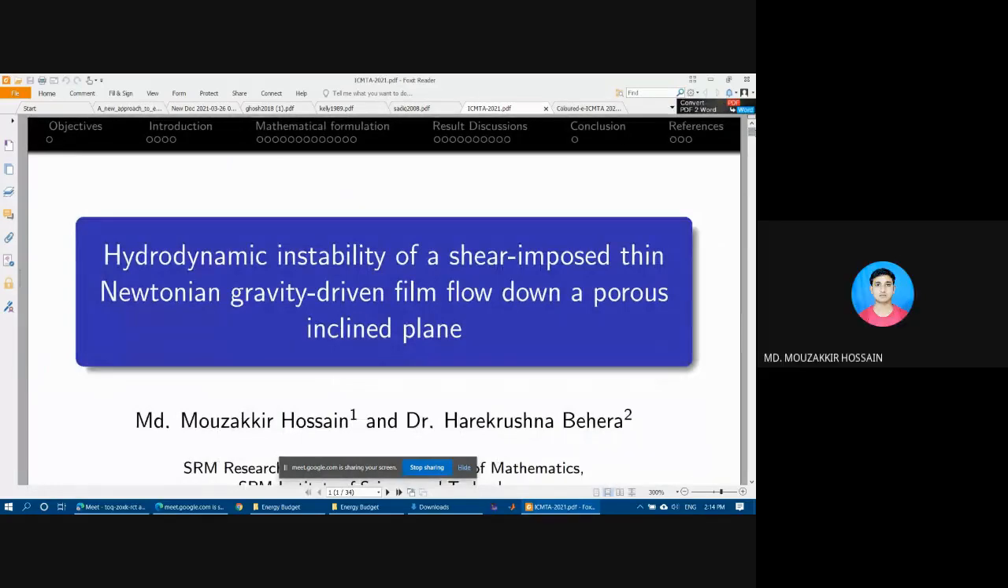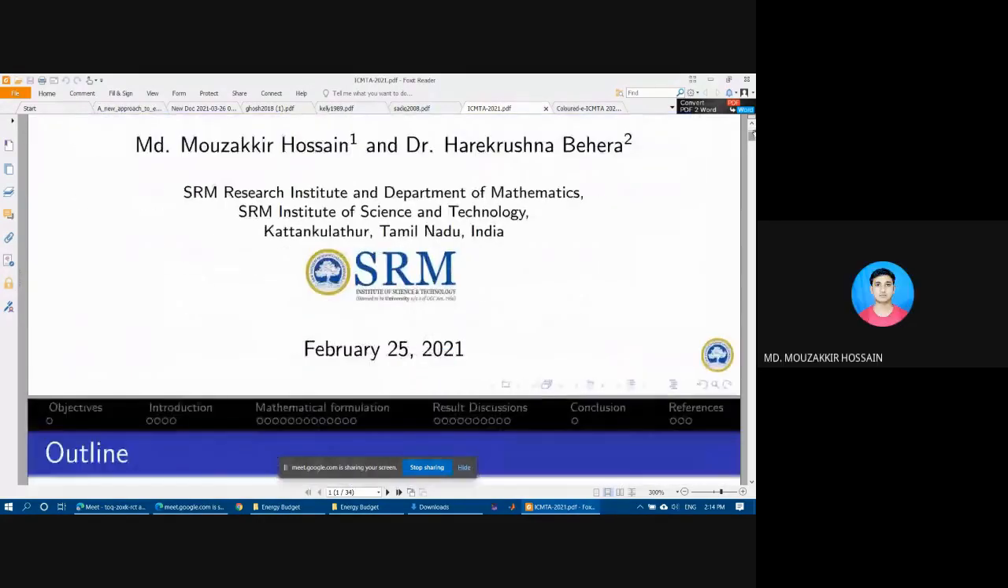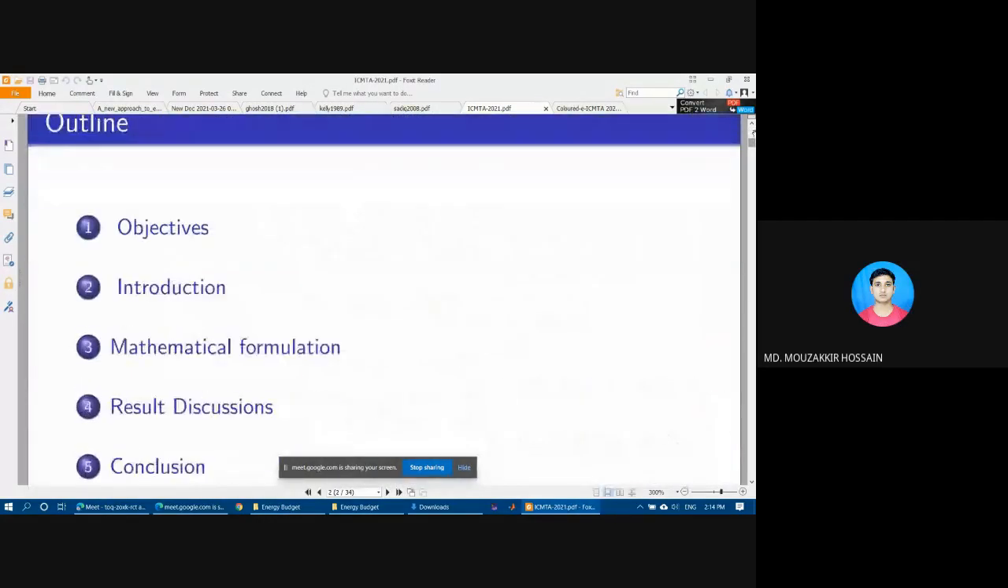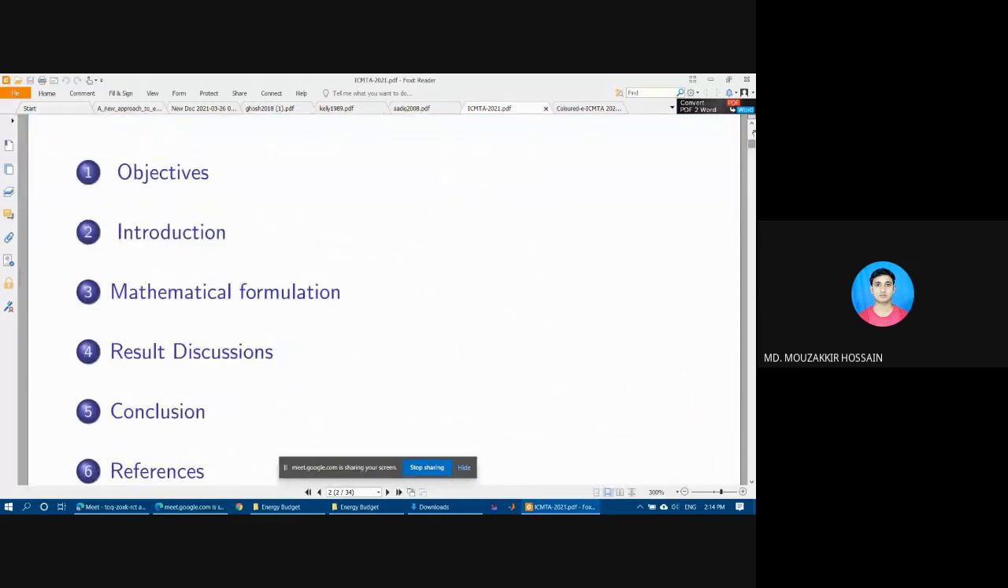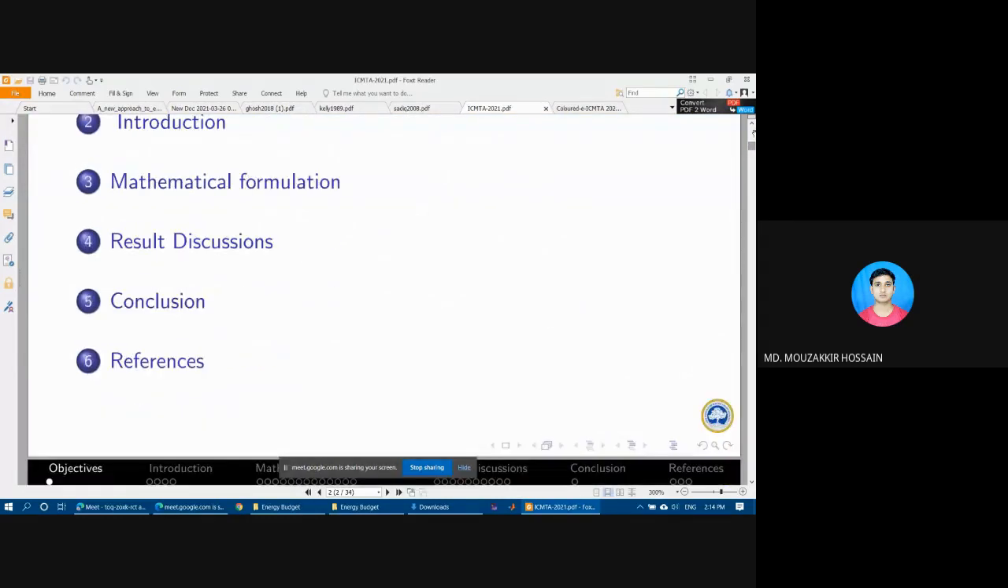Good afternoon, sir. Myself MD Mozakir Hossain. I am a full-time PhD research scholar under Dr. Harikrishna Behra. Today the title of my topic is hydrodynamic stability of a shear imposed thin Newtonian gravity-driven film flow down a porous inclined plane. Basically, these are my outlines: objective, introduction, mathematical formulation, results and discussion, conclusion, and references.